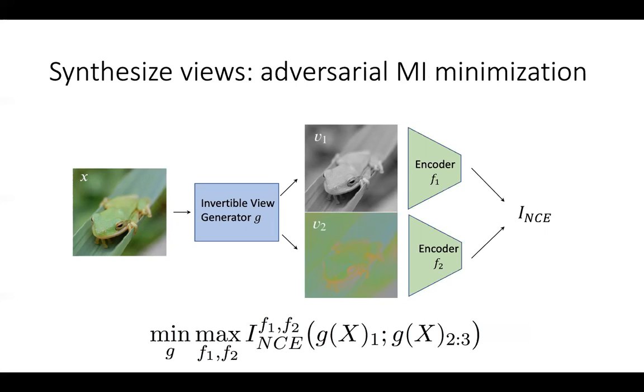So for the adversarial approach here, it only reduces mutual information between the two views. It doesn't ask the two views to retain information about your downstream task. So therefore, you can get very weird views that don't perform well for your downstream task.